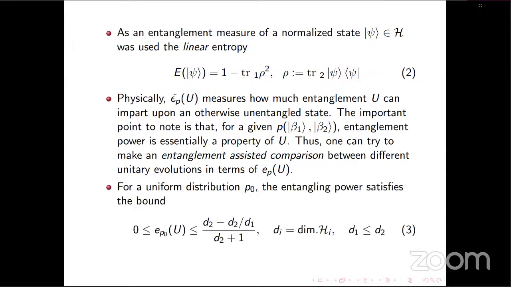Now, for our analysis, we will be mostly concerned with the uniform distribution. For the uniform distribution, the entangling power satisfies a kind of bound, which looks like this. The interesting thing is this upper bound, which is entirely in terms of the dimensions of each subsystem, assuming one dimension is less than the other.